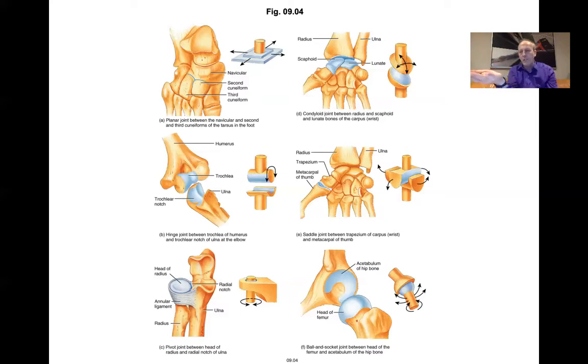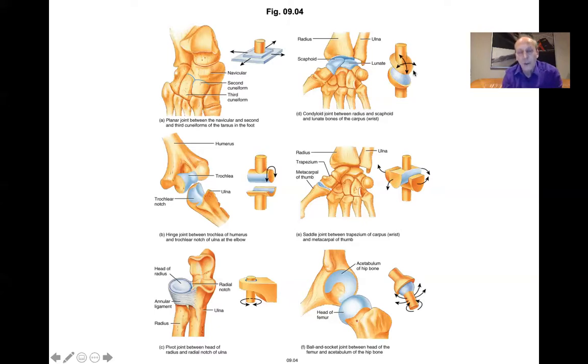Supine, such as this one, is when my palm is facing superiorly or upward, and then the opposite, pronation, is where the palm is facing downward. So there are three uniaxial joints.